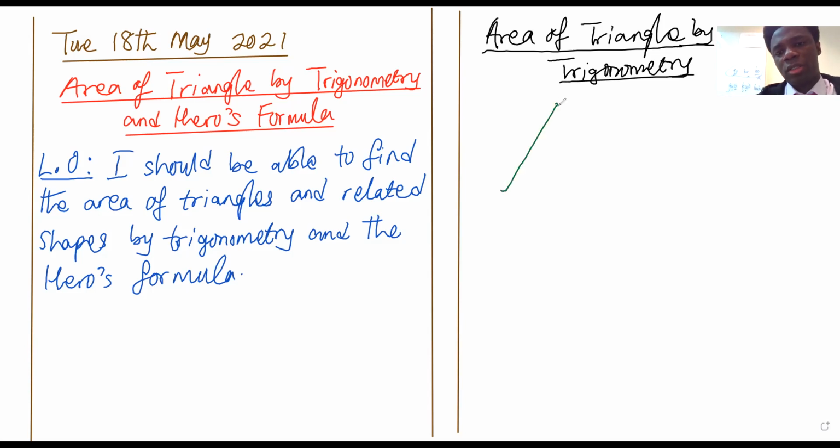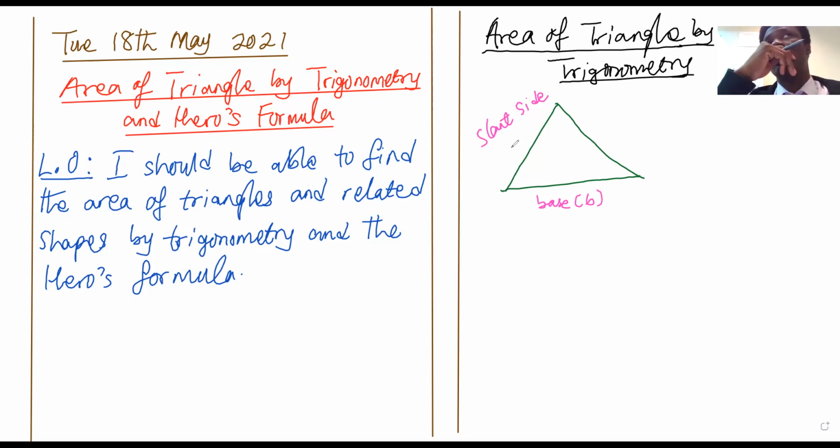Suppose you have a triangle that is not right-angled, and suppose you have the base, and instead of the height, you have the slant side. The slant side may be A, but I don't want to use the letter A so it doesn't sound like adjacent. Let's call the sides X and Y, something like that. In addition, you have an included angle. Included angle means the angle between the two given sides.